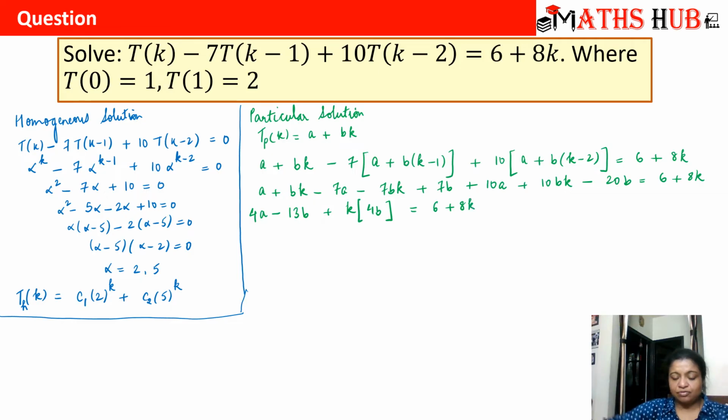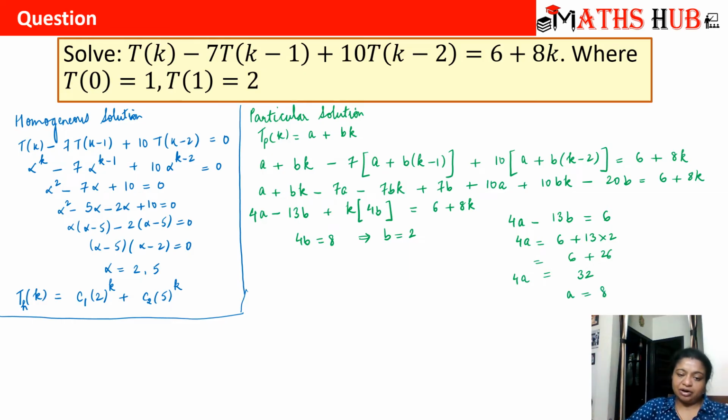Now let us compare the coefficients on both sides. On comparing the coefficients of k on both sides, we get 4b is equal to 8. So this implies b comes out to be 2. And when you compare the coefficients of constant terms, 4a minus 13b is equal to 6. So we have 4a is 6 plus 13b. So it is 13 into 2, so it is 6 plus 26. That comes out to be 32. So this is 4 times a. So a comes out to be 8.